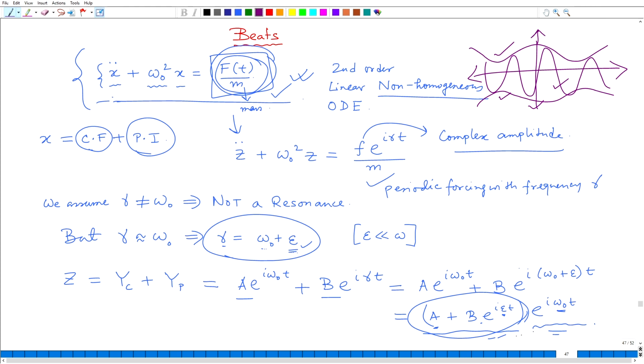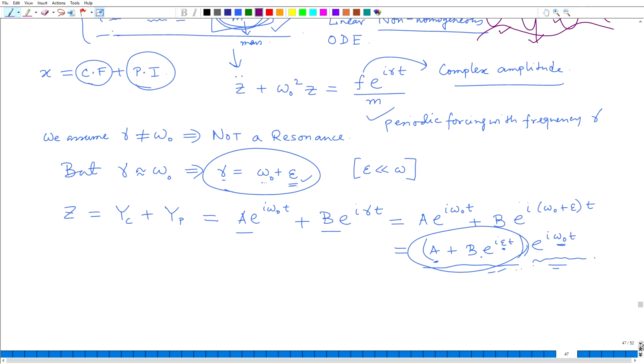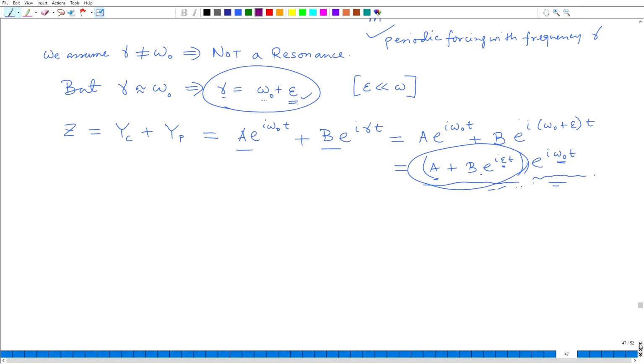Okay. Now, how to actually calculate the frequency, that we will see here, and how to actually find their amplitudes. So, Z is given by this, and we can think of this one as also a periodic oscillatory type of solution with the same oscillatory frequency omega 0, which is the natural frequency of the oscillator, but with a time dependent amplitude which changes very slowly with respect to time.